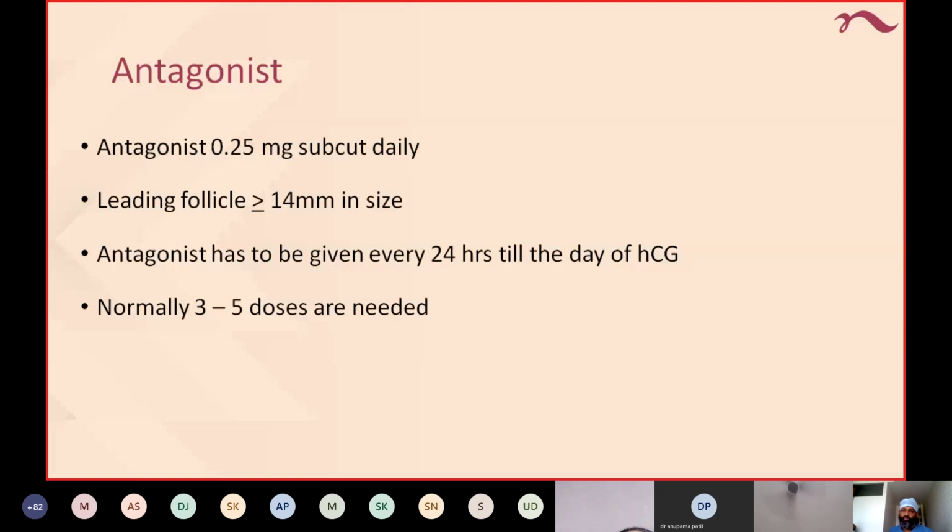Antagonist has to be given every 24 hours and should not be missed. If you skip it, it might happen that the efficiency of the antagonist is not there and LH surges can happen. We have seen this also when the patient misses an injection. That's why if a patient is on IVF stimulation, not a single day should they miss the injection. Every day injections are compulsory and to be taken. Normally 3 to 5 doses are required for the antagonist.